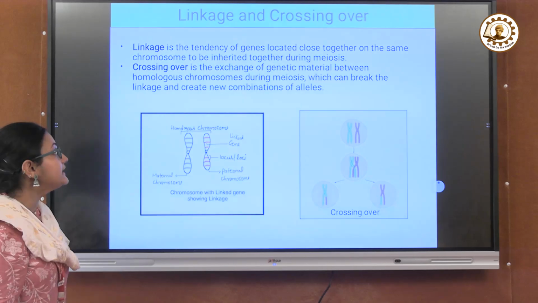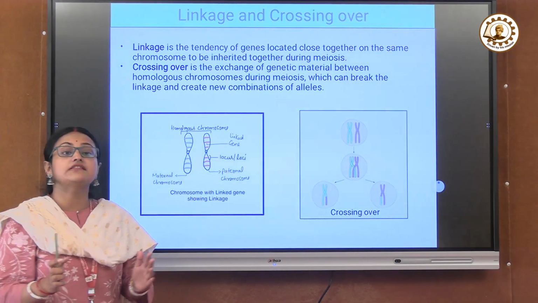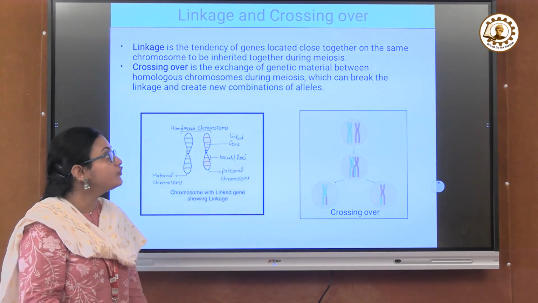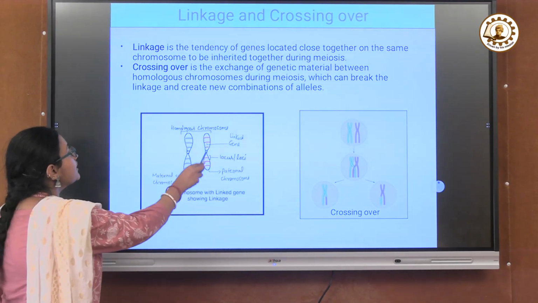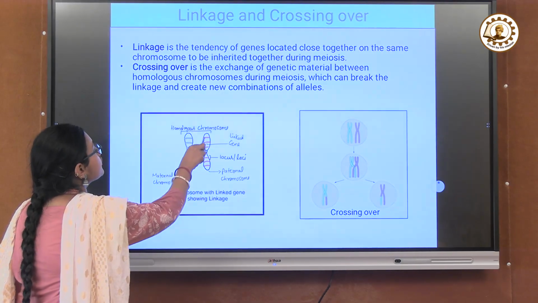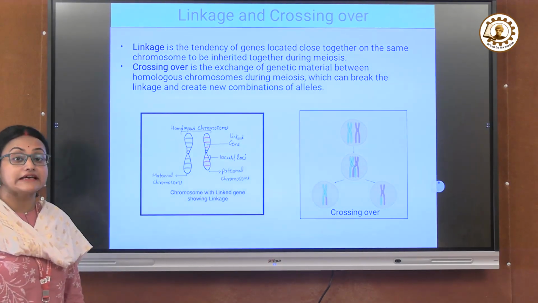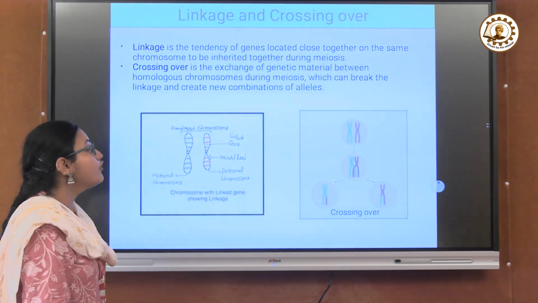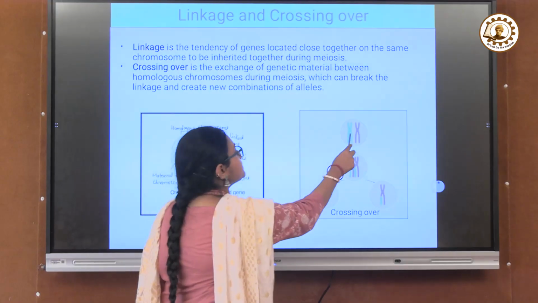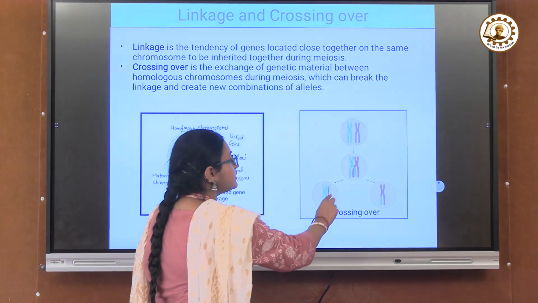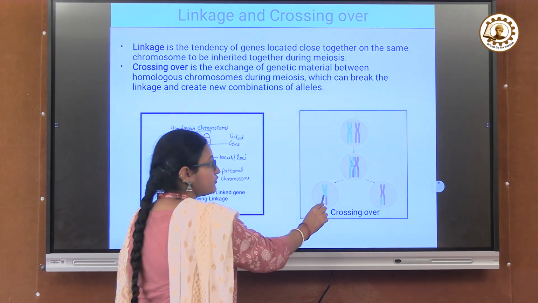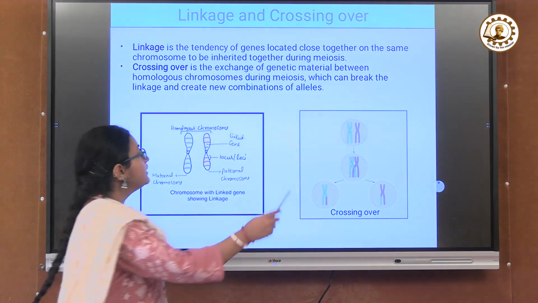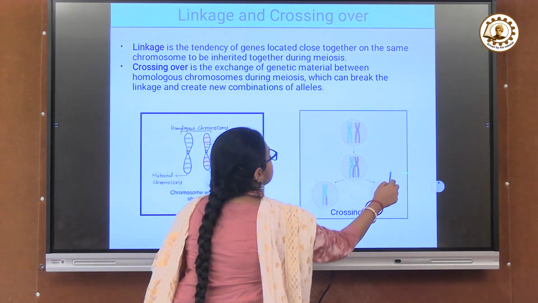There is a phenomenon called linkage. Linkage is the tendency of genes located close together on the same chromosome. So if two genes are located on the same chromosome, this can be called linkage. And crossing over is the exchange of genetic material between two homologous chromosomes. This is one chromosome, this is another. So some parts of this chromosome go to the second chromosome, and some parts of the second chromosome go to the first. This is recombination, or crossing over.